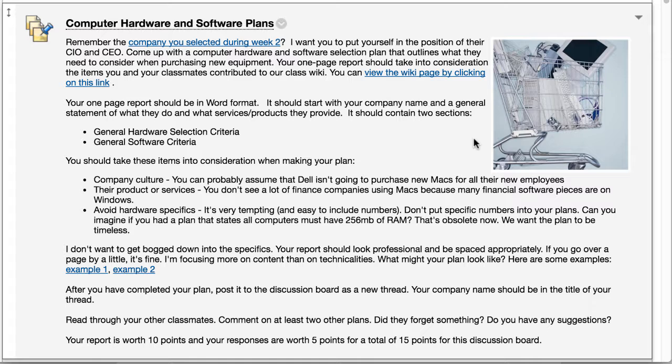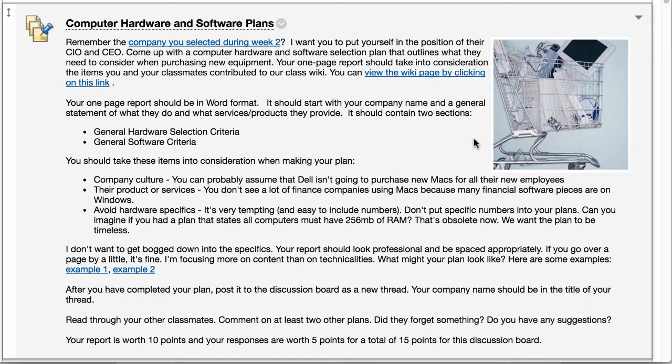Last week we brainstormed over some ideas of what companies may take into consideration when they're looking to purchase hardware and software. This week we're going to apply that to the company that you selected in week 2. So you're going to create a one-page report in Word where you consider the hardware and software criteria that the company you selected would consider for making hardware and software selections.